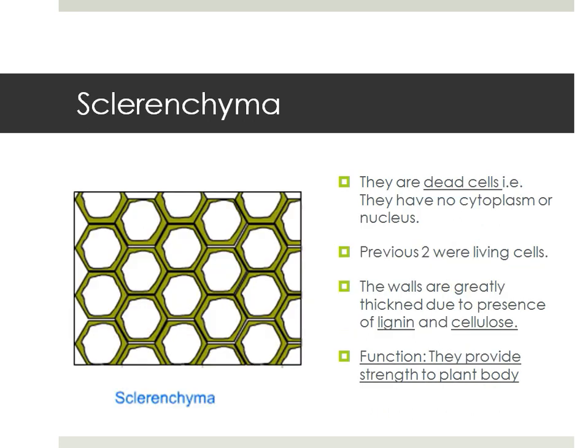Therefore, it provides elasticity. Now, sclerenchyma. Now, students, parenchyma and collenchyma were living cells. That is, they had cytoplasm present in their cell body. Now, sclerenchyma is a kind of cell which is dead in nature because it has no cytoplasm. The thing which is very distinct about sclerenchyma is that the cell walls are very thick because of the deposition of lignin and cellulose, and therefore they are rigid and hence provide strength to the body.